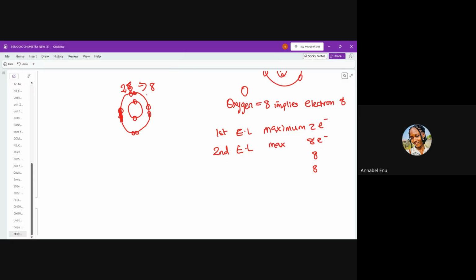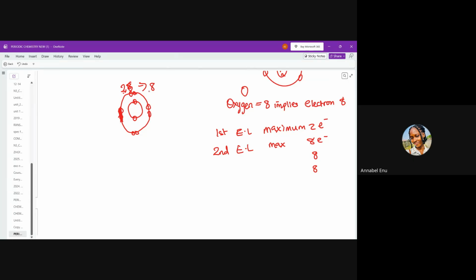Are you seeing it? So at the end of the day, you should focus on how many electrons a particular element should have. Okay, so that means the electronic configuration of oxygen is 2, 6. 2 plus 6 is 8, and 8 is the atomic number for oxygen.